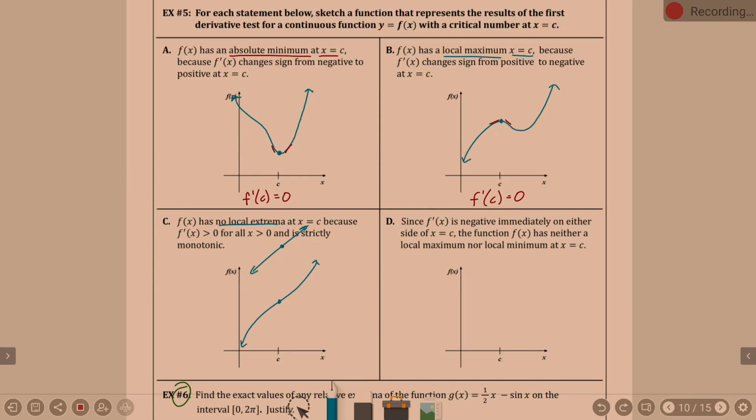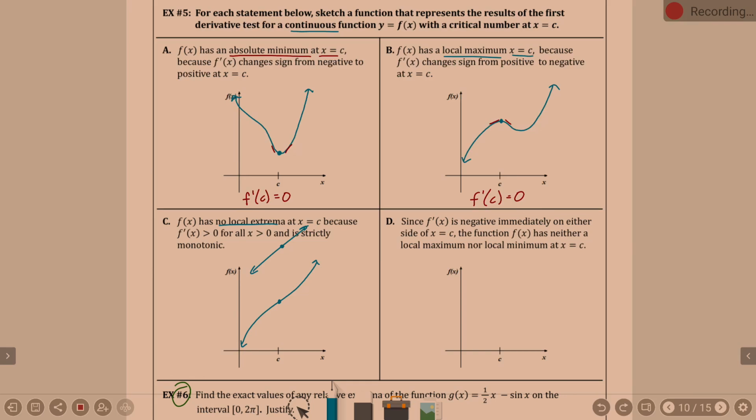Would x equals c be an asymptote? No. Could it be a? There are no asymptotes, because that's what I was saying. I thought it said somewhere this is a continuous function. These are continuous functions, so no breaks, no asymptotes. What else was said?